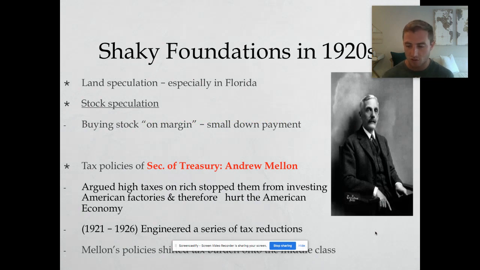Okay, and then we start getting into the Great Depression here, because we start talking about some of the big causes of the Great Depression. The 1920s, as I mentioned, was a time of great luxury, especially for the middle class and the upper classes. But there were some very, very shaky grounds upon which this prosperity rested.